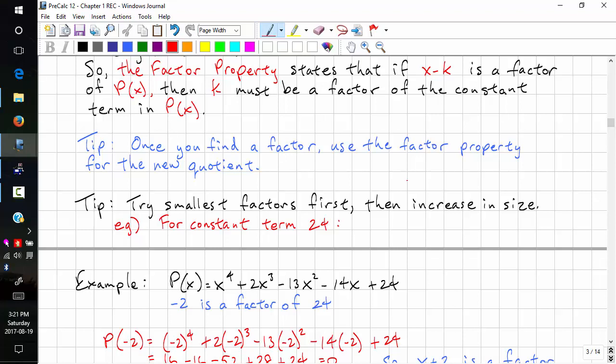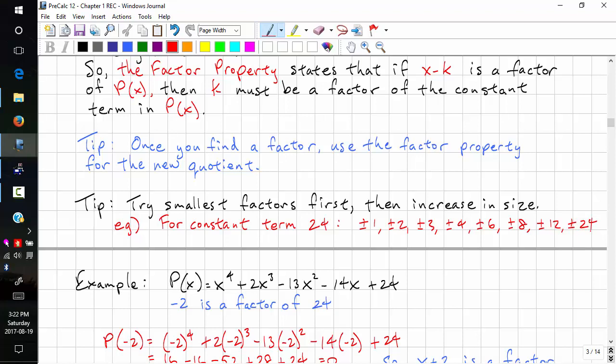So for example, if the constant term is 24, we'll try plus or minus 1, plus or minus 2, plus or minus 3, plus or minus 4, plus or minus 6, plus or minus 8, plus or minus 12, plus or minus 24. Okay, lots of factors in 24.